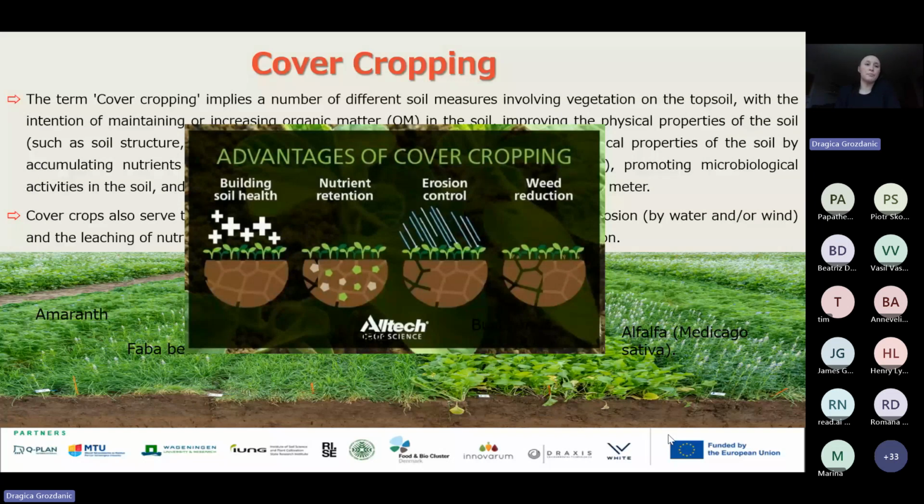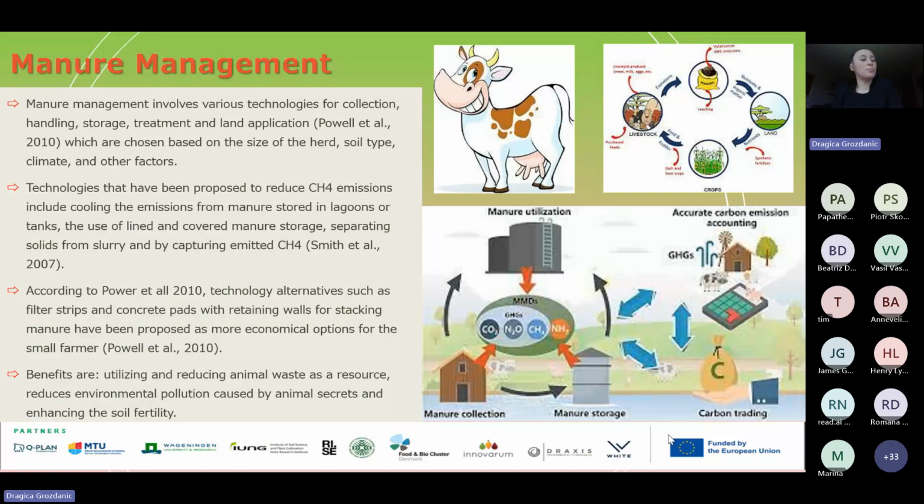Let me touch base on the manure management topic, which I think Stephen is going to say more about in his presentation. So manure management involves various technologies for collection, handling, storage, treatment, and land application, which are based on the size of the herd, soil type, climate, and other factors.